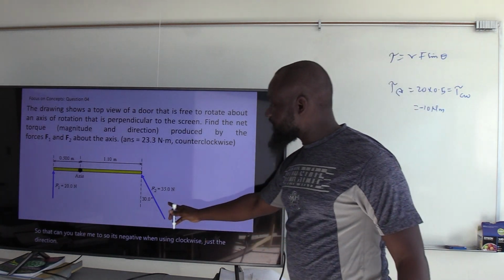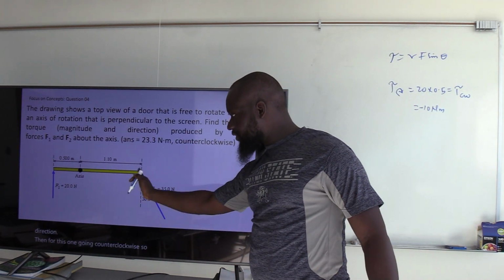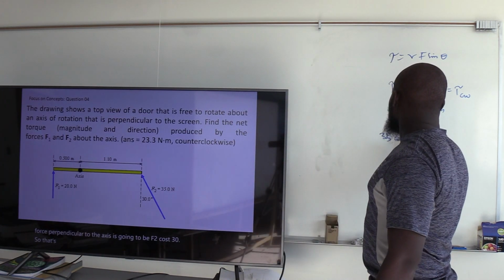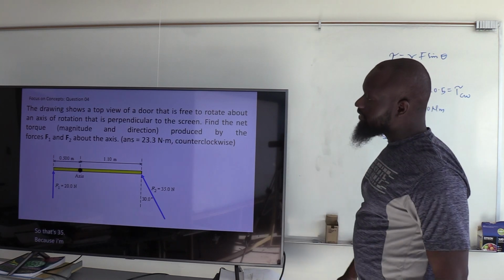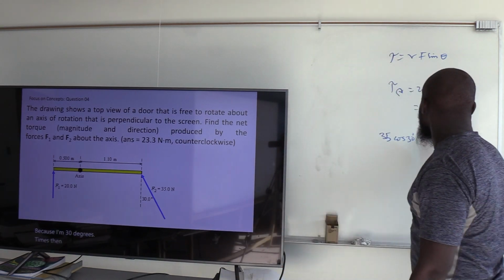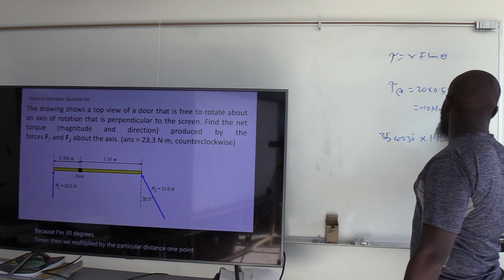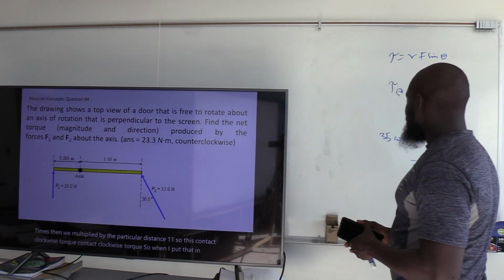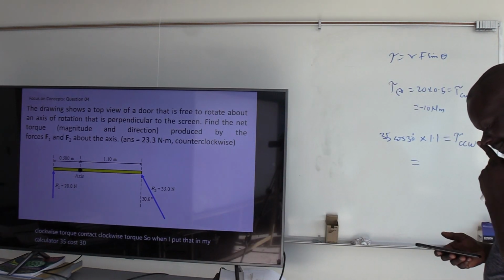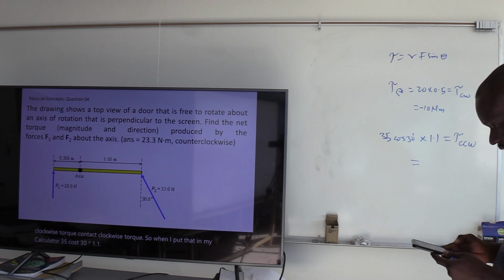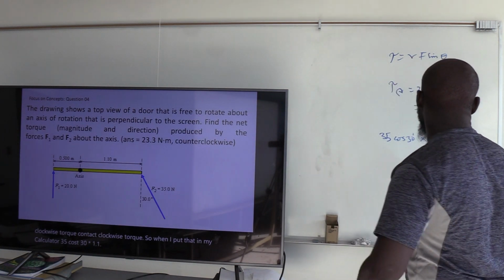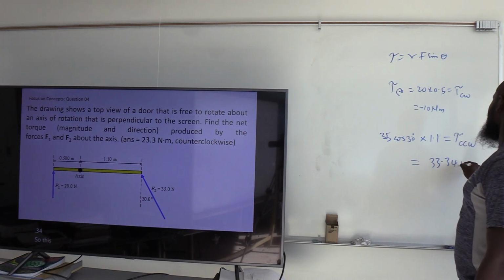Then for this one, going counterclockwise, we need to make the force perpendicular to the axis. So it's going to be F2 cos 30. So that's 35 cosine 30 degrees times the perpendicular distance, 1.1. This is the counterclockwise torque. When I put that in my calculator, 35 cos 30 times 1.1, I get 33.34 Newton meters.